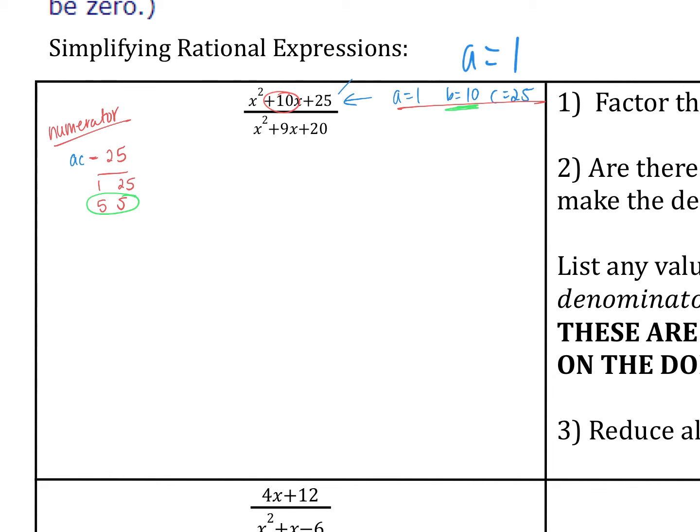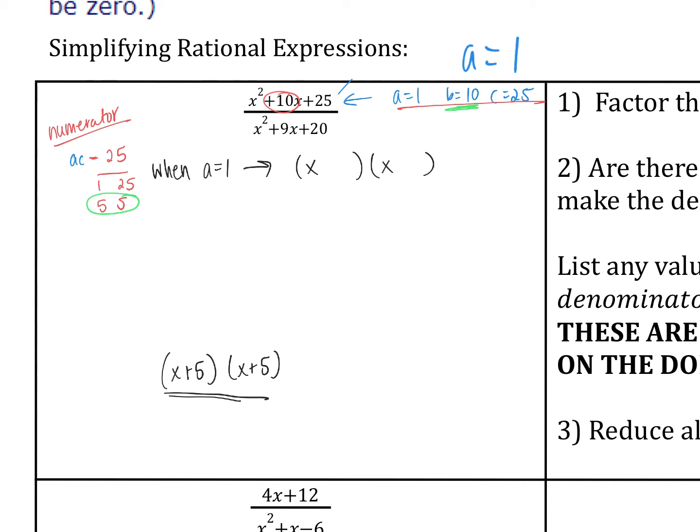Now, when A equals 1, if you remember this, we can immediately draw two sets of parentheses, and then we just fill them in with the factor pairs that we chose. So for my numerator, I'll write the end goal down here. On the top, I have completely factored, and I chose my factors. So I'm going to have (x + 5)(x + 5). That's what I needed to do on the top.